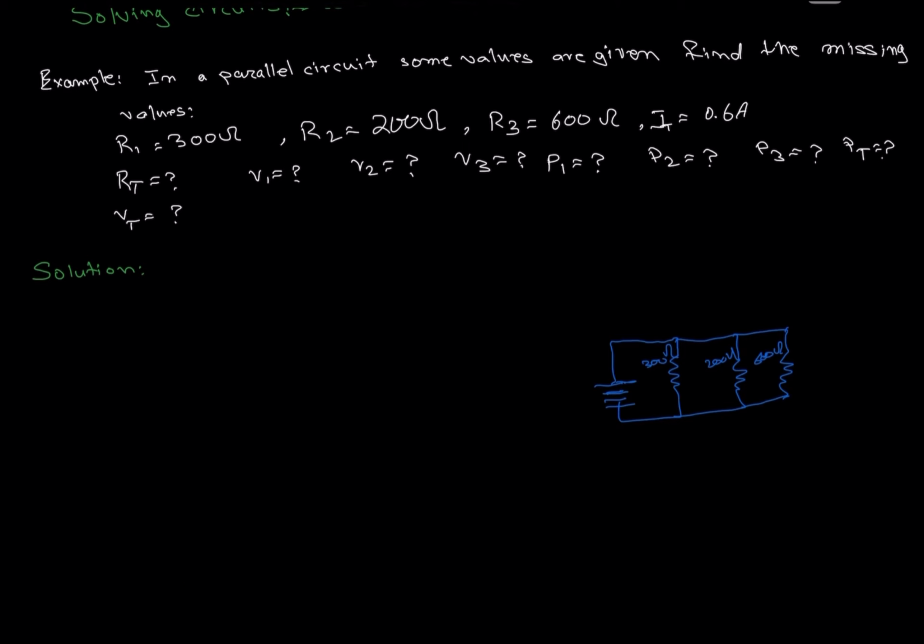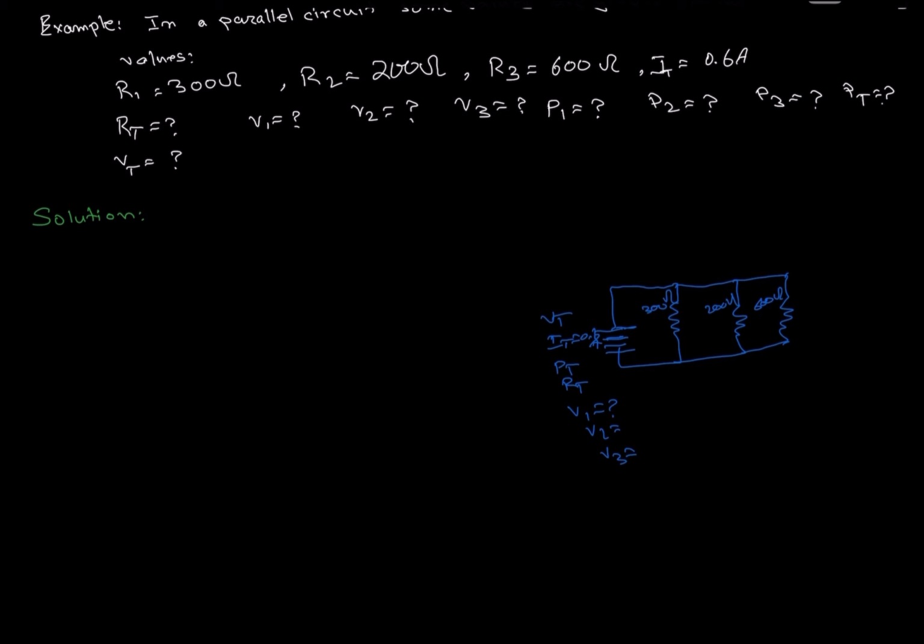So it's been asked to find VT. IT is given, 0.6 amp. Find PT, RT, V1, V2, V3. It actually didn't ask for I1, so we will not worry about that. Okay. So find RT first, because that seems to be easy. Use white color for that.